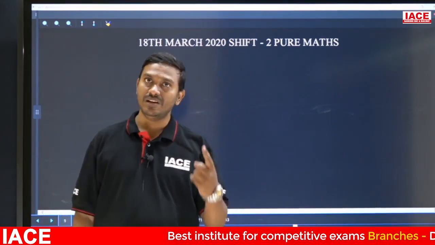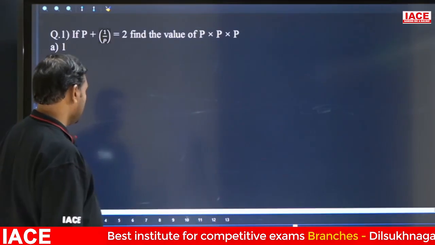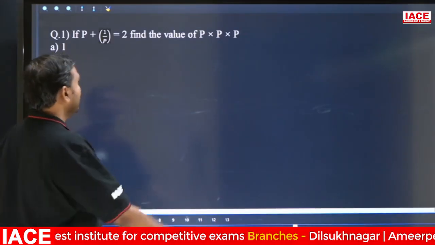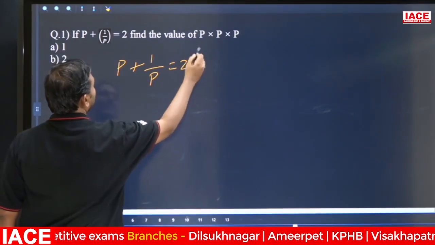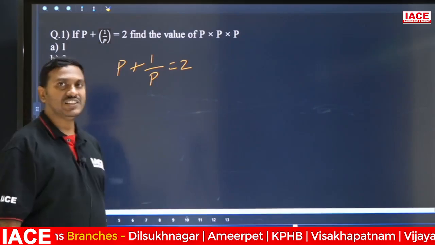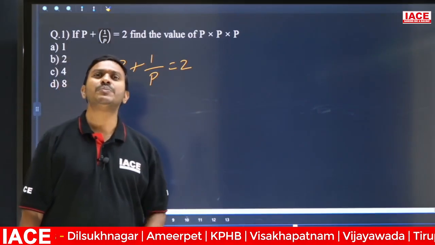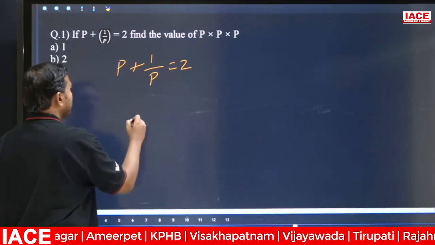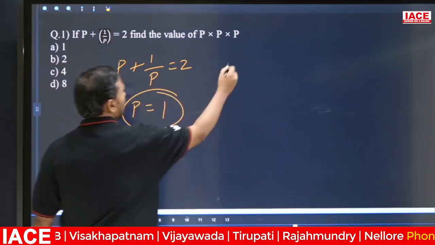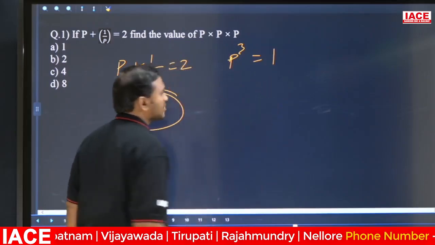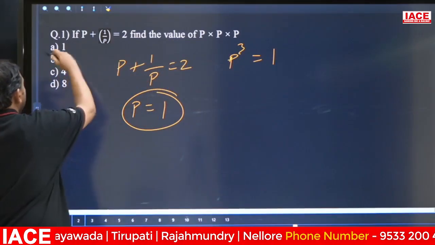So we'll start from question 1. Question number 1: p plus 1 by p equal to 2, then find the value of p cube. We already discussed this for x plus 1 by x. If p plus 1 by p equal to 2, what is p value? P is 1, because 1 plus 1 is 2. So p is 1 means p cube is also 1. So option A is the right answer.